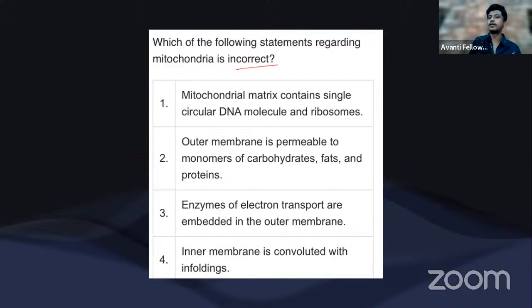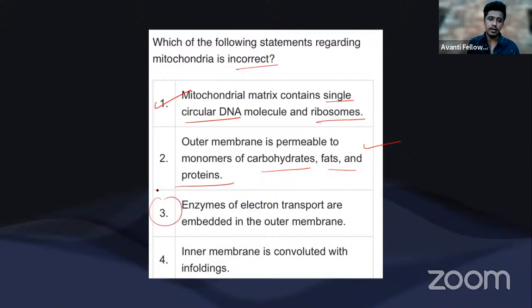If you look at the first option, mitochondria is also called a semi-autonomous organelle. And why? Because it has its own genetic material in the form of single circular DNA. It has ribosomes, it has proteins, etc. So that's why this option is correct. Outer membrane is permeable. Yes, it is permeable to carbohydrates, fats, as well as proteins. Very true. Whereas inner membrane is impermeable. Remember that.